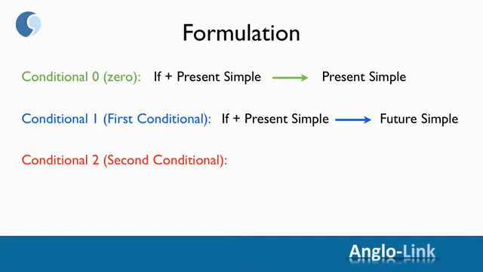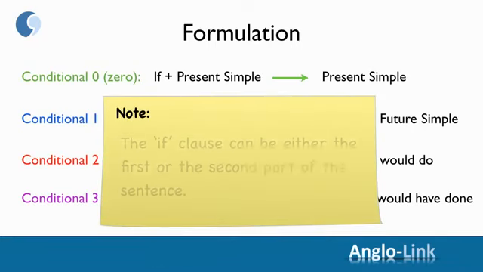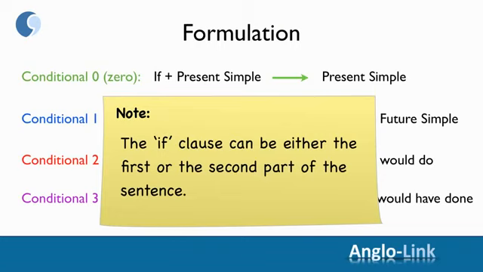Moving on to conditional two, or second conditional, where we use the past simple in the if clause and would do in the consequence clause. And finally, we have conditional three, or the third conditional, where we use the past perfect in the if clause and the consequence clause is formulated with would have done. Note that the if clause can be either the first or the second part of the sentence. You can switch the two clauses round.